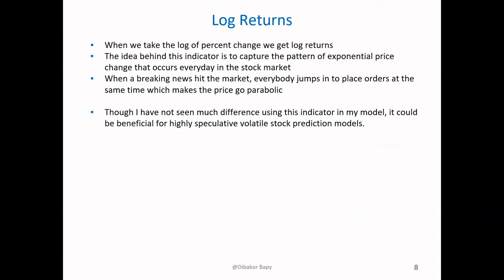Log returns. When you take the log of percent change, we get log returns. This indicator tries to capture the exponential price movement that takes place every day in the market. When breaking news hits the market, everybody jumps in at the same time to place orders. That makes the price go crazy. I didn't see much difference in my model using this indicator, but I think it's a good indicator for a highly volatile speculative stock.